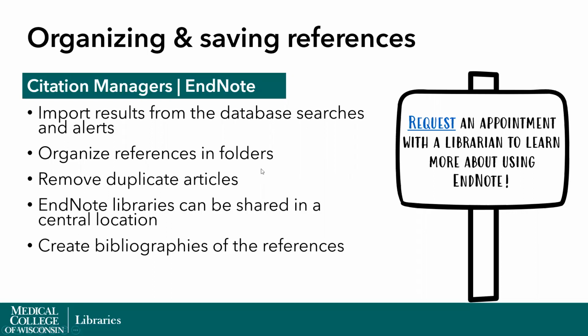I can organize references in folders. Sometimes I'll organize references by calendar or fiscal year, or by author name, or by grant number that I'm tracking. You can also remove your duplicate articles pretty easily. As you're pulling in results from PubMed and Scopus and other sources, you will find duplicate articles listed. And with EndNote, there's a find duplicate function that helps you identify those really easily.